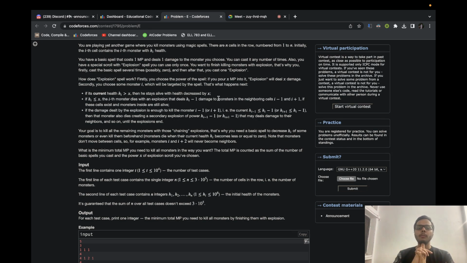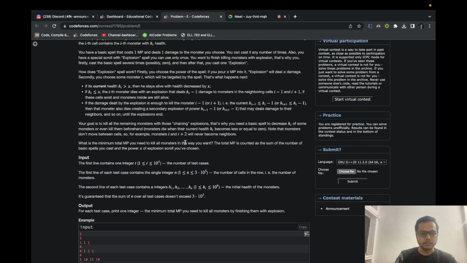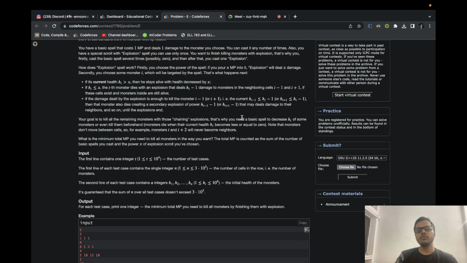Now, our goal is to do some operations of the first type, that is decreasing the health of some monsters by one. And after that, only do the explosion exactly once so that in our explosion, everyone dies. That's what we want. You can read the problem here. So our goal is to kill the remaining monsters with that chaining explosion, right? So we first do some operations of type 1 and then finally we'll do an explosion such that all the monsters die after that explosion.